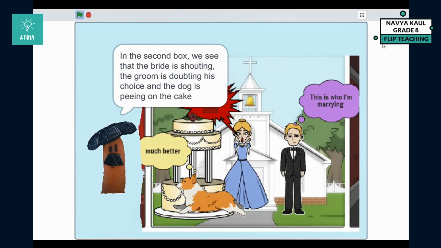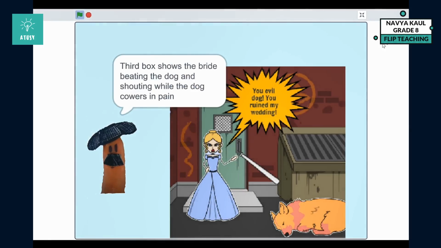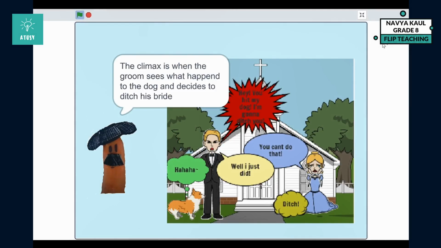In the second box we see that the bride is shouting, the groom is doubting his choice, and that the dog is peeing on the cake. In the third box we see the bride beating the dog and shouting while the dog cowers in pain. The climax is when the groom sees what happened to his dog and decides to ditch his bride.